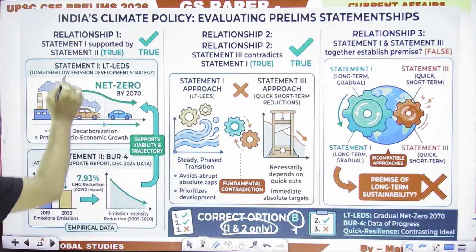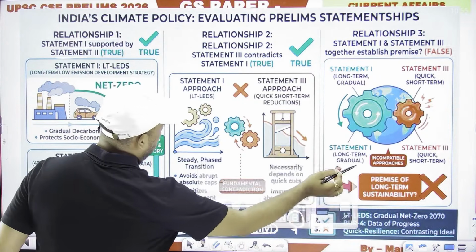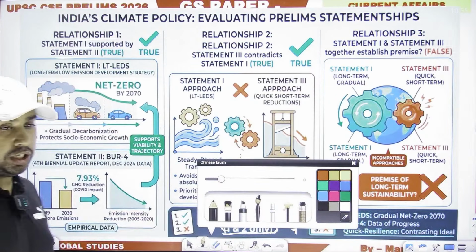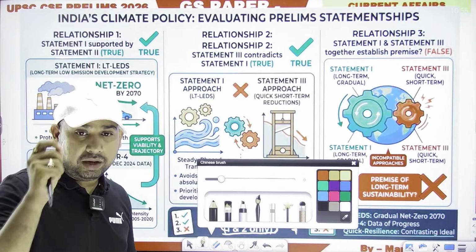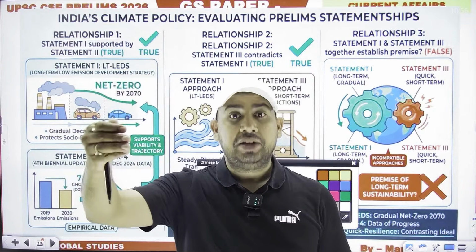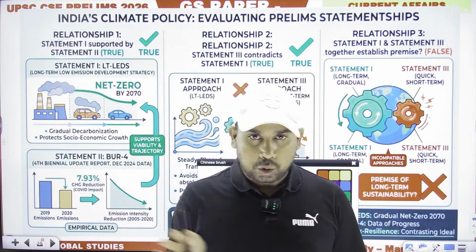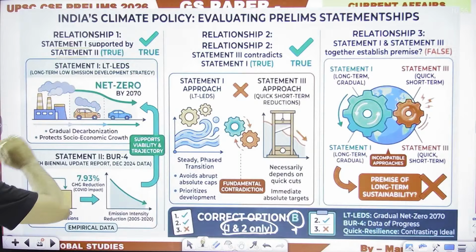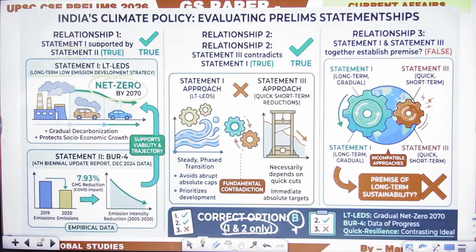Why? Because in the relationship, the first statement is supported by statement second. The first statement is referring to long-term stability. If you want to reduce the emission, you have to be sustainable. You have to be a kind of visionary for the long-term goals. If you achieve that, it will help India and the world to curb this climate change. So on the basis of this relationship, statement one is supported by statement second. How? The long-term low emission development strategy is net zero by 2070. This is the main goal.